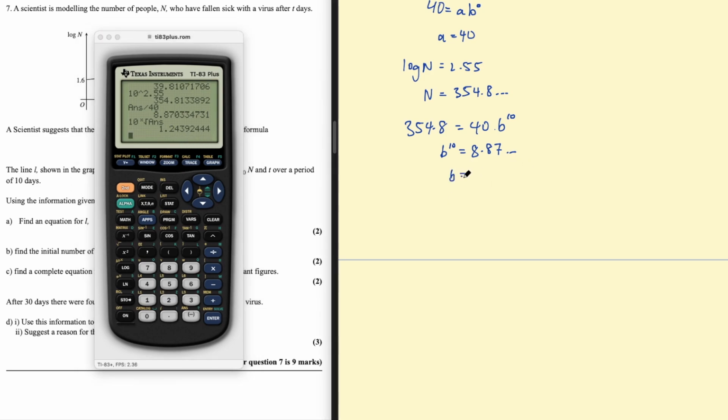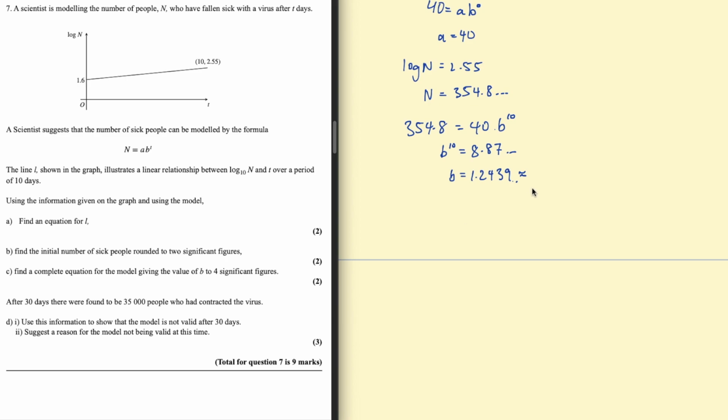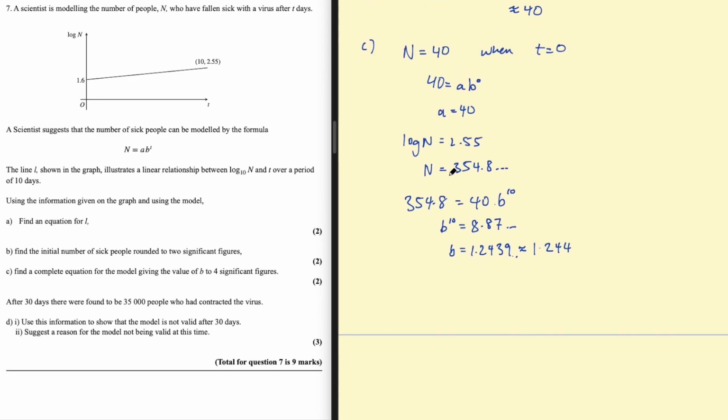So b equals 1.2439, and we needed to round that off to 4 significant figures. So this would be 1.244. Okay, so that's b. So then we can say that the complete equation is n equal to 40 times 1.244 to the power of t.